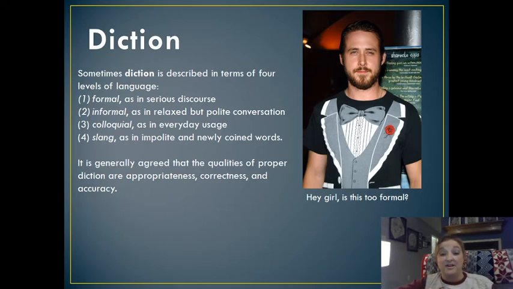And then, of course, formal and informal, that should be pretty obvious. Informal is when you just talk to someone in everyday language, and formal is when you're more yes, sir, no, sir type thing.